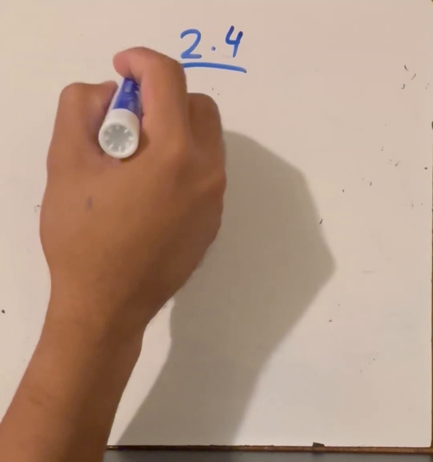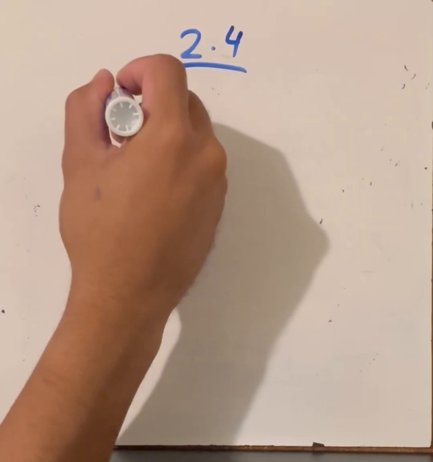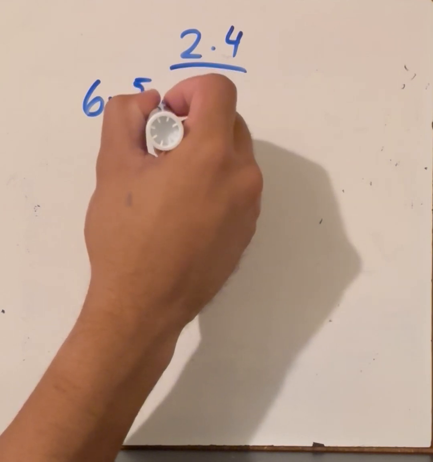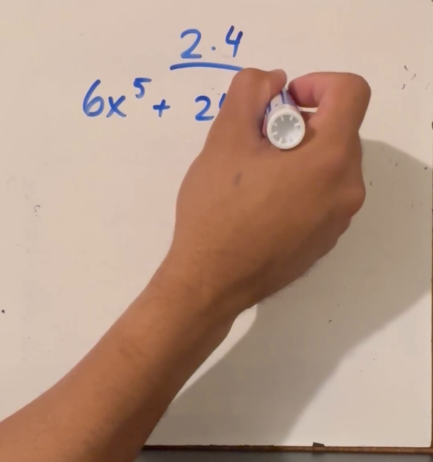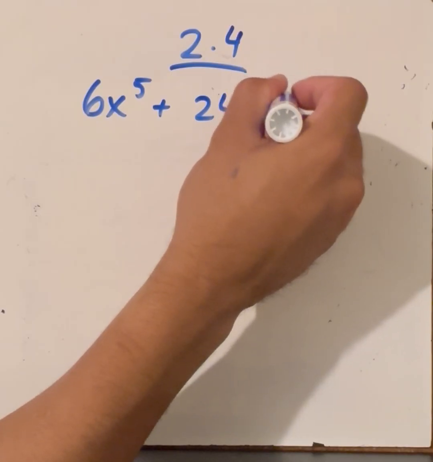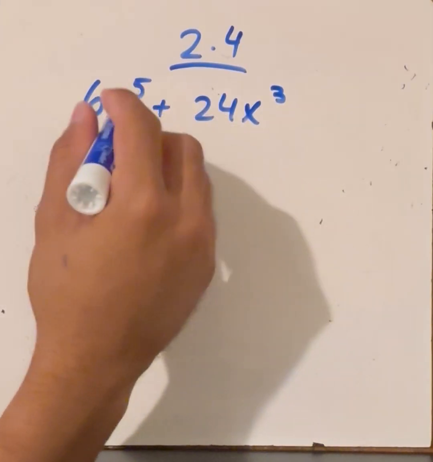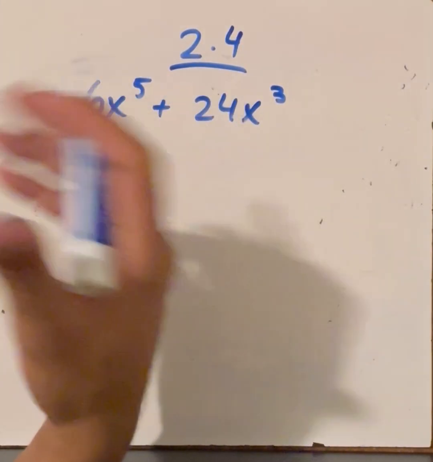Let's say this time that we have 6x to the 5th plus 24x to the 3rd. Okay, so out of 6 and 24, what's the highest number that they both have in common? That's a multiple of both.